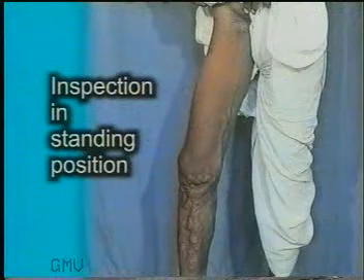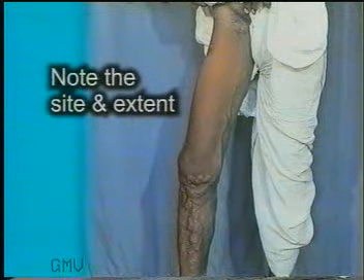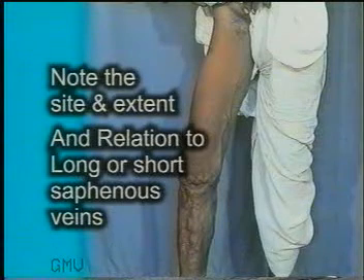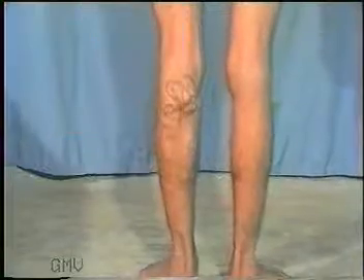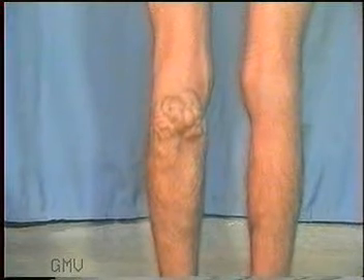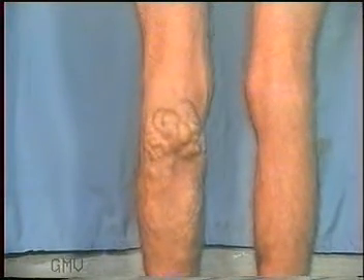On inspection of the vein in standing position, first note the site and extent of the varicosity and whether it conforms to the anatomical path of the long or short saphenous veins. Long saphenous varicosities run from the front of the medial malleolus upwards along the anteromedial aspect of the leg, knee and the thigh to end at the saphenous opening just below the inguinal ligament. The short saphenous varicosities run over the posterior aspect of the calf to converge and end at the center of the popliteal fossa.